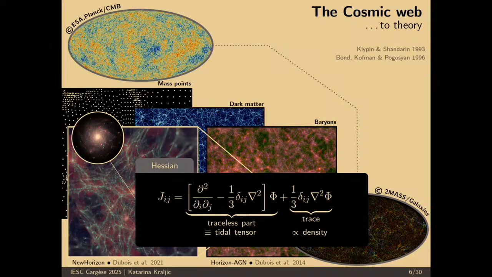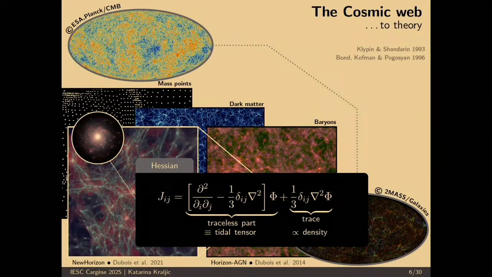So one part is the traceless part, which is directly the Hessian, the matrix of the second derivatives of the field. This is directly the definition of the tidal tensor, and this is the part that will cause the rotation and distortion of these forming objects such as halos and galaxies.